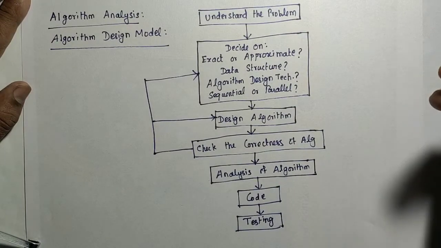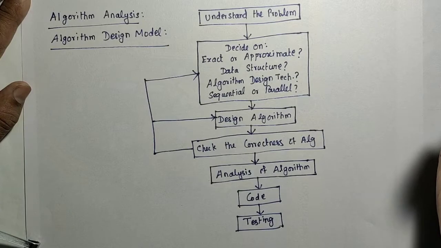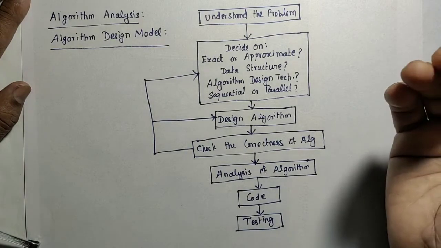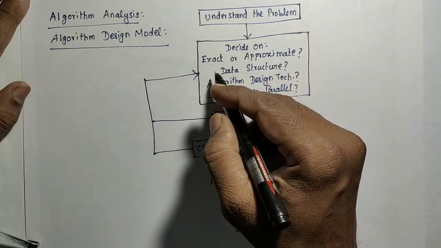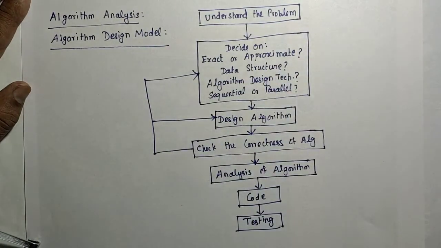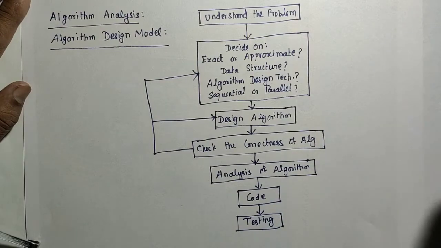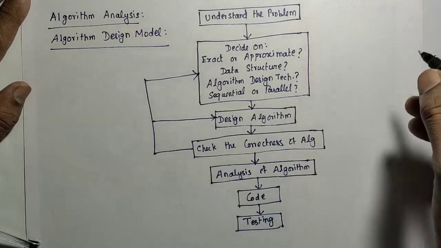The next, we need to decide on some choices, that is whether you want to go to the exact solution or approximate solution. Some algorithms we may not find the exact solution. In that case you need to go for the approximate solution. So you decide first whether you are going to find the approximate solution or the exact solution.